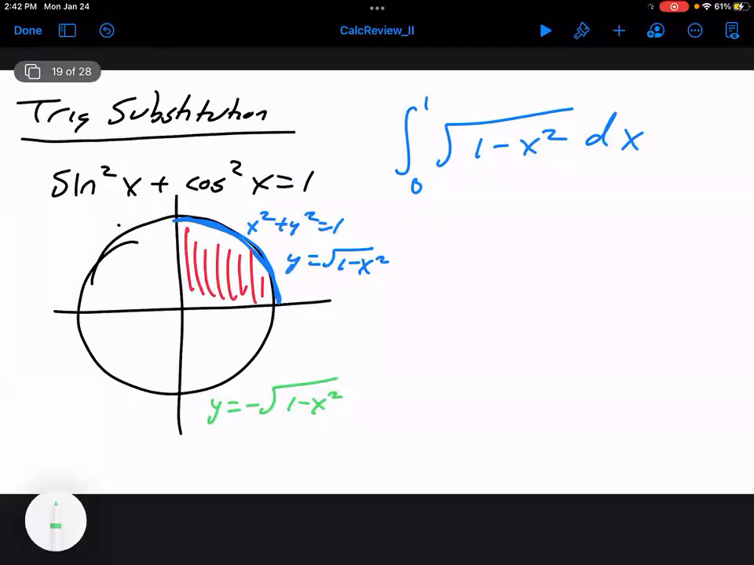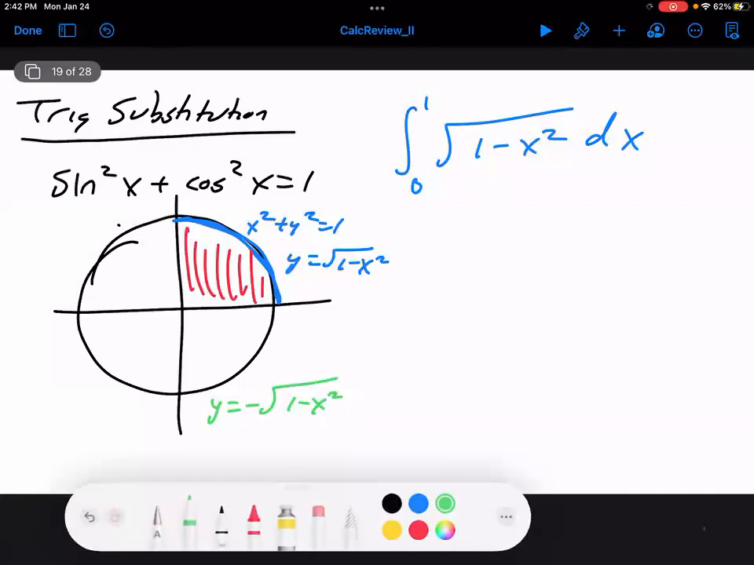So I want to integrate the square root of 1 minus x squared. What function has derivative square root of 1 minus x squared? Saints preserve me, okay? I don't know. But I know sine squared plus cosine squared is 1. So sine squared is 1 minus cosine squared, or cosine squared is 1 minus sine squared. So this suggests we might want to try taking x to be either sine or cosine. And we just have to think about which way we want to do this.